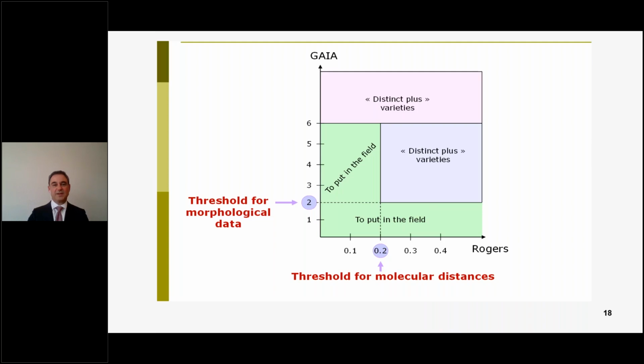And in this schematic, you can see that the Gaia morphological distance is used as a measurement of phenotypical distances. What initially would have required a minimum distance of 6 points in Gaia distance for morphological distance could be reduced by the inclusion of a threshold for molecular distances, which was established on the basis of field experimentation conducted by the experts, the crop experts.